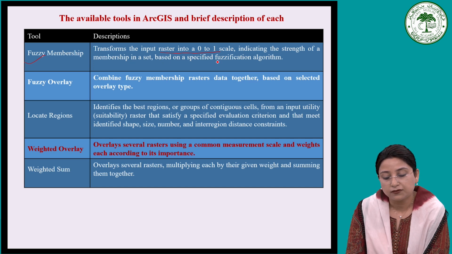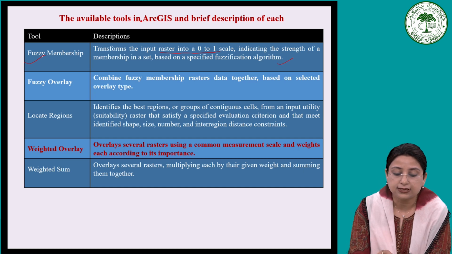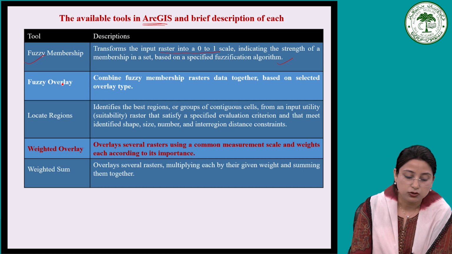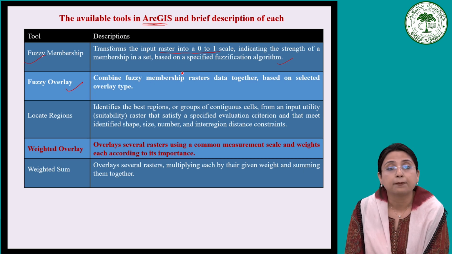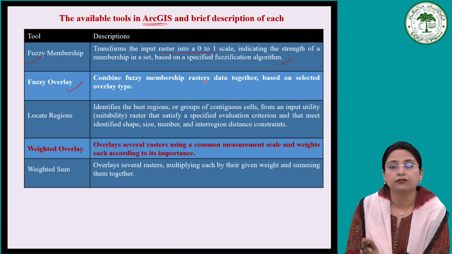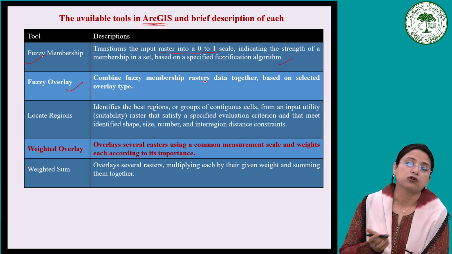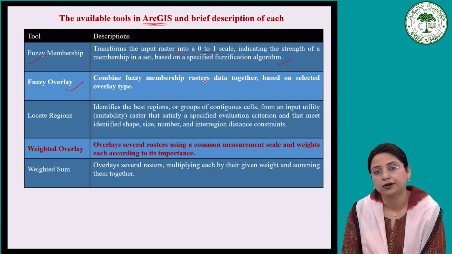Then, based on a specified fuzzification algorithm, this software holds these functions. The first tool is fuzzy membership, and another tool is fuzzy overlay. Fuzzy overlay simply combines fuzzy membership rasters. Whatever input layers of data we have, we combine the fuzzy membership raster data together based on a certain overlay type, because there are different overlay types according to the data, according to the best requirement which suits the data. Accordingly we can choose the overlay type.